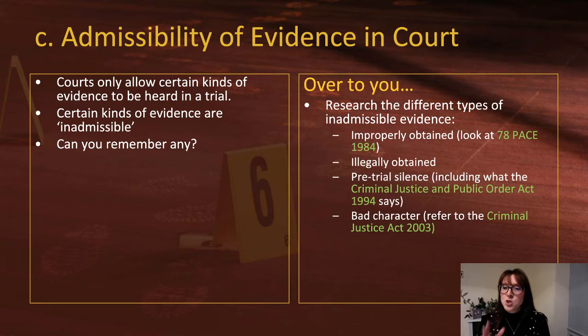And so then I got my students to research the different types of inadmissible evidence. So: improperly obtained, illegally obtained, pre-trial silence and bad character. And I got them to make sure that they focused on the areas in green. So for improperly obtained, they need to look at section 78 PACE 1984, because again, that's the legislation they need to reference. They looked at pre-trial silence, which is part of the Criminal Justice and Public Order Act of 1994, and then bad character, which again is the Criminal Justice Act 2003. So those are the legislations that you also need to refer to.